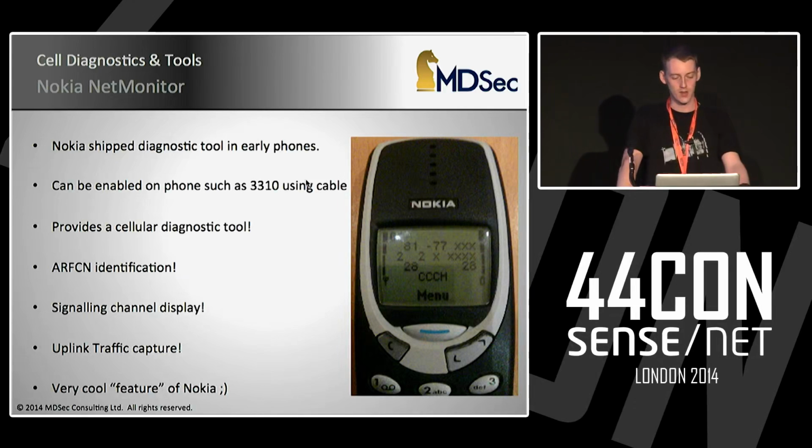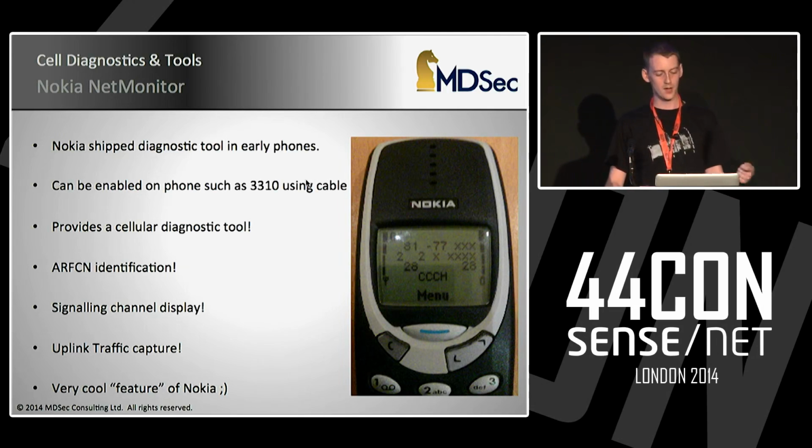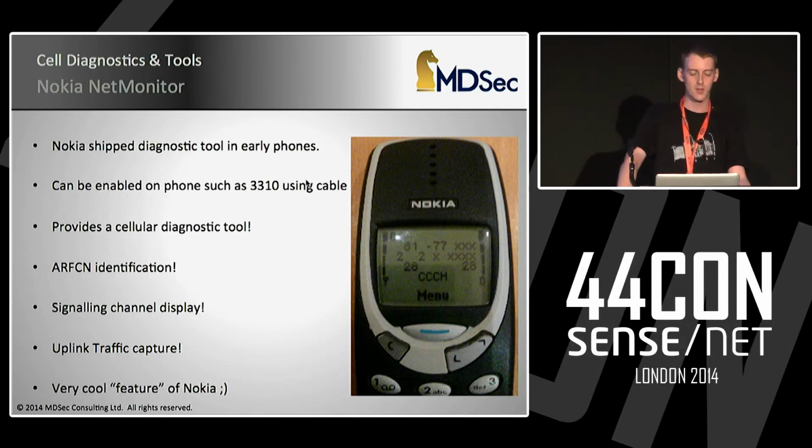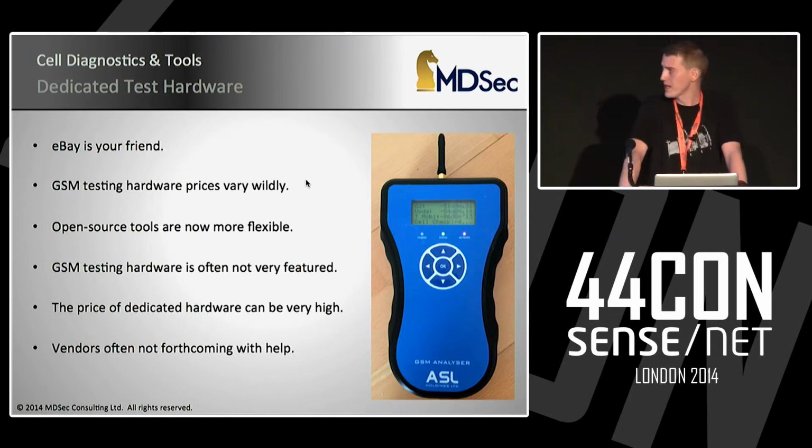Nokia shipped a diagnostic tool in early phones, shown here on the Nokia 3310, where you can enable a hidden option called Net Monitor. This allows you to perform things like identification of the absolute radio frequency channel number you're connected to. It'll show you the channel that you're on, so here we can see the common control channel. You can also capture the uplink traffic being sent through your phone. It's a very cool feature of Nokia and quite widely used because of its versatility, even within the mobile providers themselves. There's also dedicated test hardware.